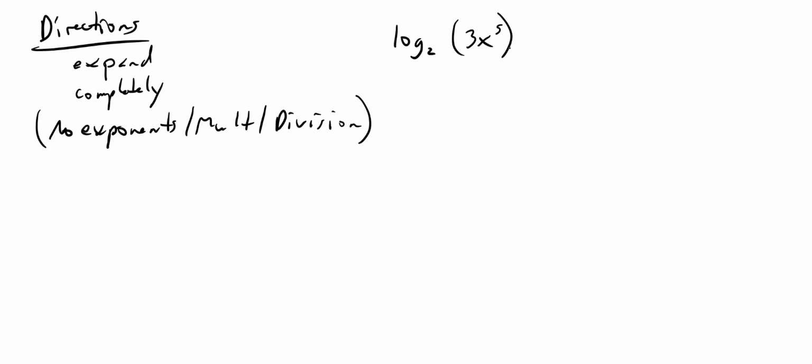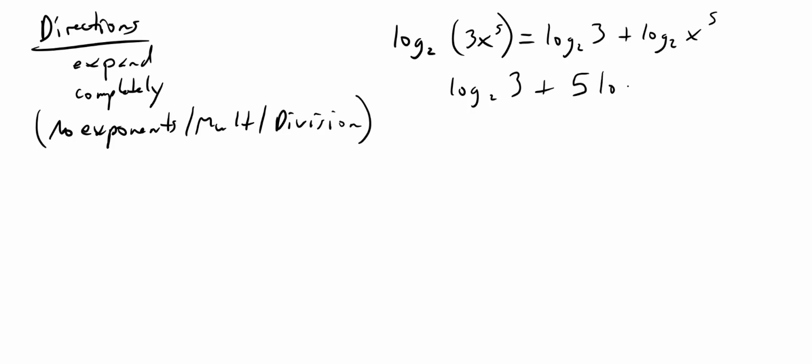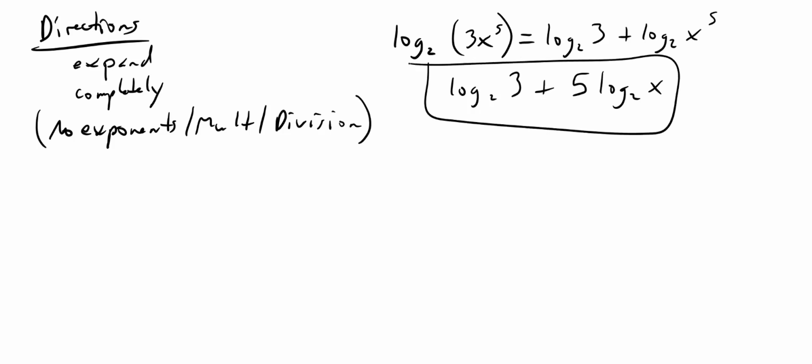Okay, so that's pretty easy. The first thing I'm going to do is break it up with the multiplication. So it's log base 2 of 3 plus log base 2 of x to the 5th. That's cool. So that breaks that up because it's just multiplication. And then, again, no exponents. So really my final answer is log base 2 of 3 plus, I'm going to bring the 5 in front, 5 log base 2 of x. And there we go. That is expanded completely.